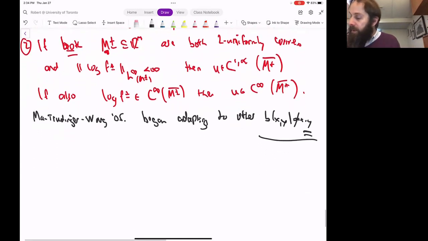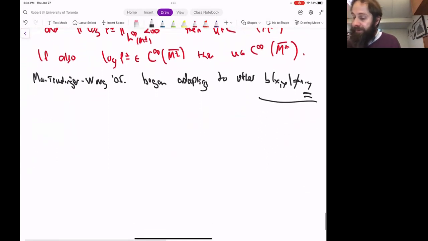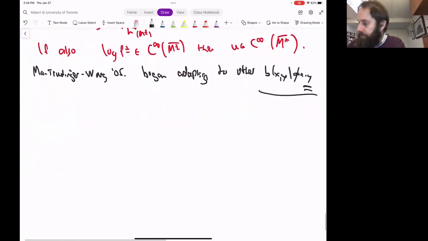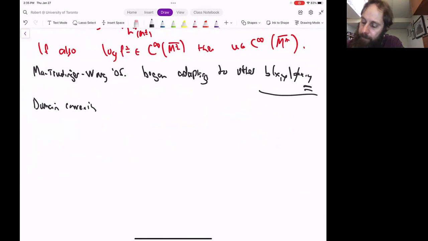And so let me describe some of the counterexamples. So regarding domain convexity, there was an example of Caffarelli. And this is still for the bilinear surplus.